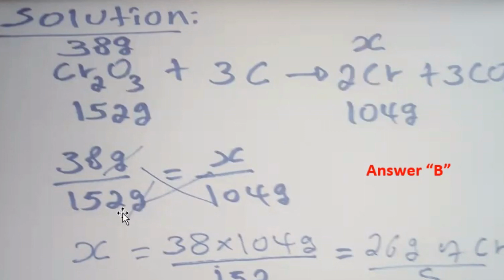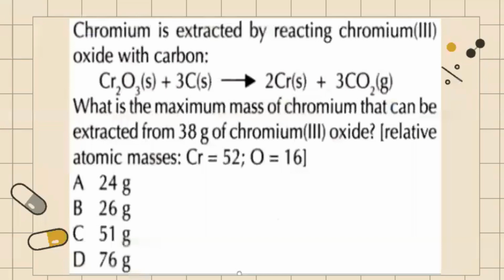Cr metal. Then we use the mass ratio: 38 gram divided by 152 gram equals X over 104 gram. X equals 26 gram of chromium will be produced from 38 gram of Cr2O3. Or you can use crisscross: 152 gram will produce 104 gram, 38 gram will produce X. Therefore, the answer must be B, 26 gram.